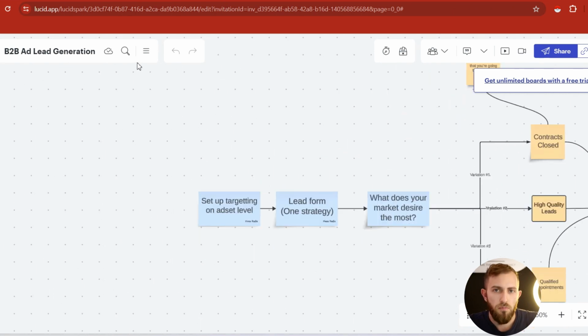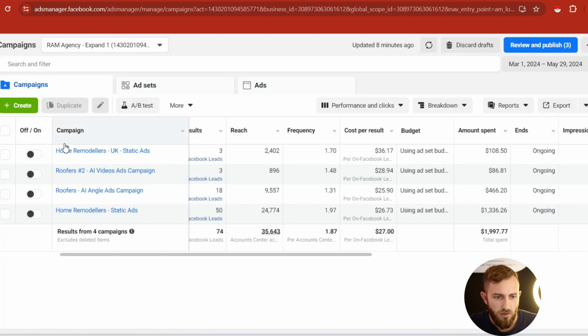One specific diagram that I created here, and I'm going to go over the whole process from beginning to end, how you run a campaign like that. So the first thing that you want to do is you need to set up targeting on the ad set level. And what does this mean?